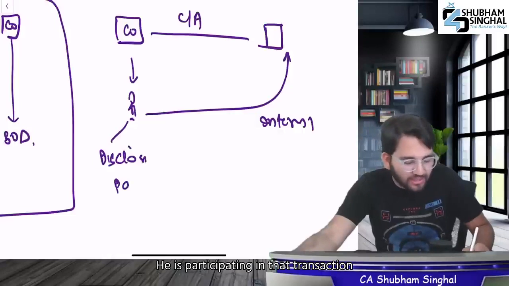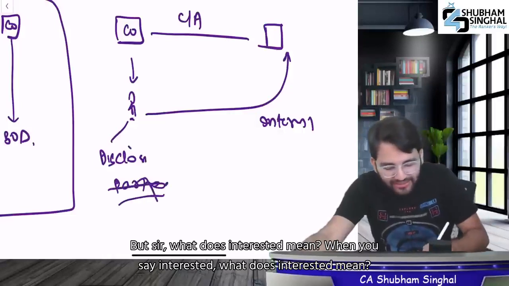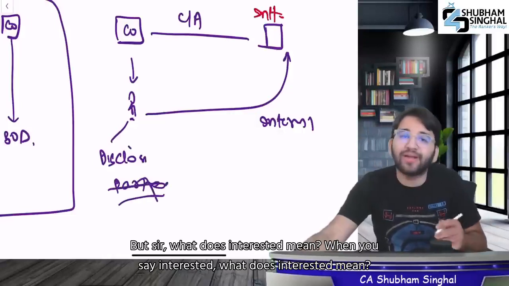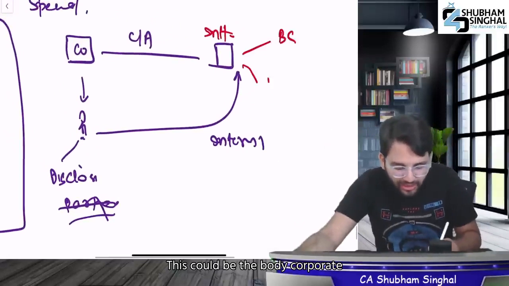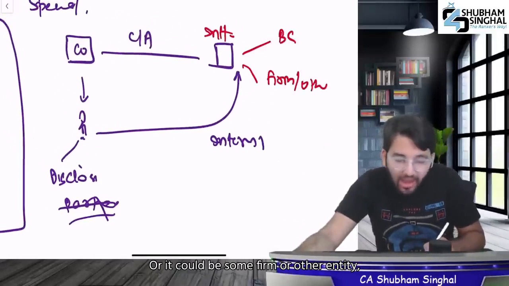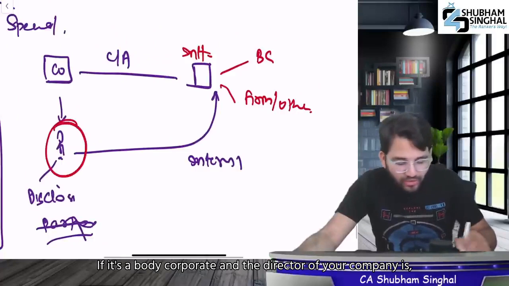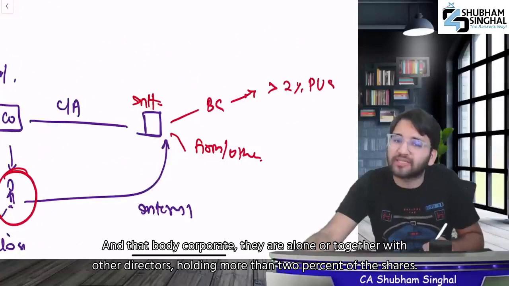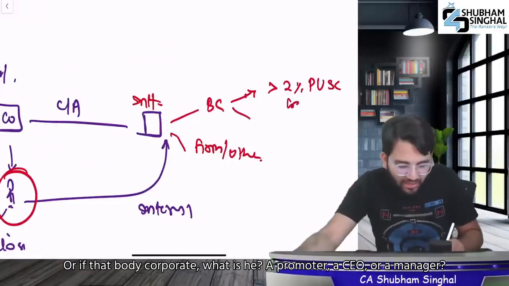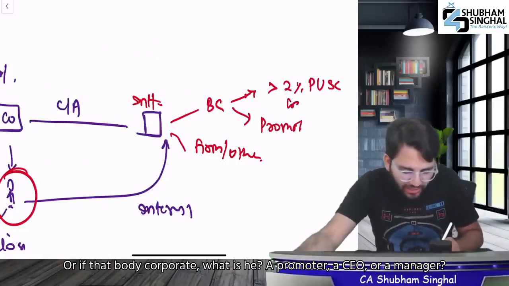And he will not participate in the transaction, okay? But what does interested mean? When you say interested, what does interested mean? Listen to me, this person could be a body corporate, or it could be some firm or other entity. If it's a body corporate and a director of your company, with that body corporate, they alone or with other directors hold over 2% of shares. Or if he is a promoter, a CEO or a manager of that body corporate, what is he, guys?